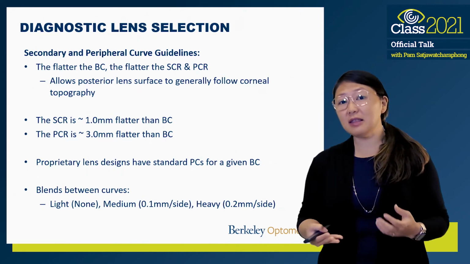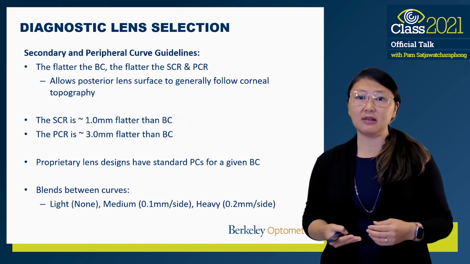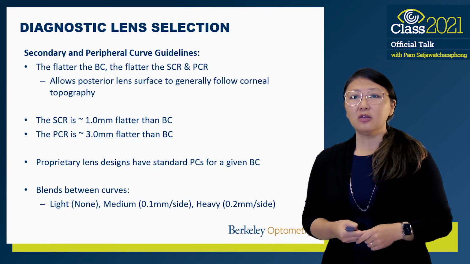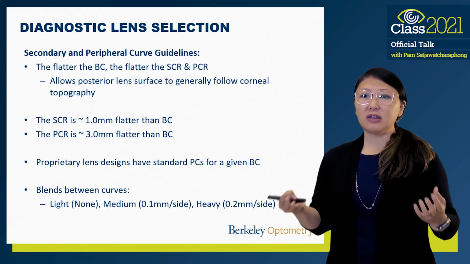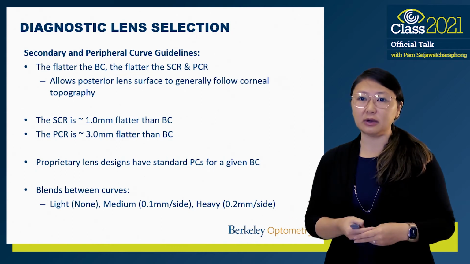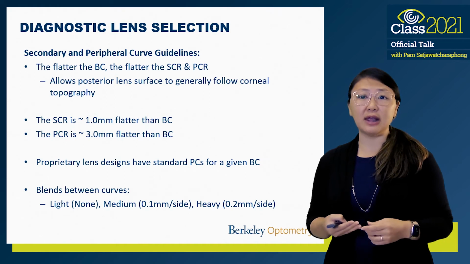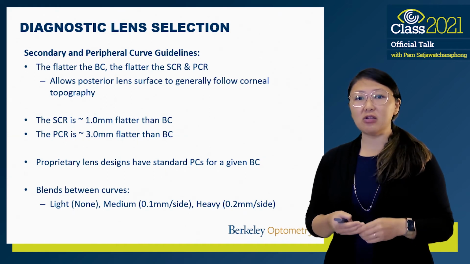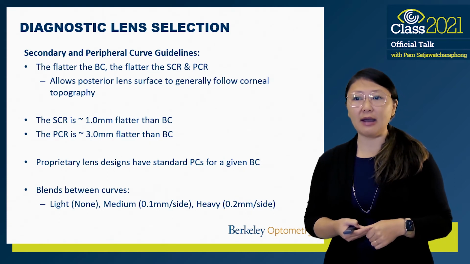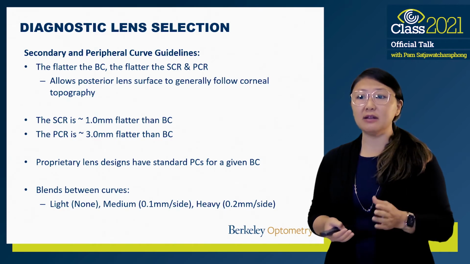Now, if that's not the case, if the patient is a slight outlier, then obviously you may have to customize these curves yourself and make some changes from the standard design. So once you choose your base curve, your secondary and peripheral curves will often fall in line with that, and you may have to adjust them afterwards. Sometimes, if you have multiple peripheral curves, you may also have blends between these curves. These are essentially blending between the junctions to help with patient comfort on the backside of the lens. So we may describe these blends as light, medium, or heavy.